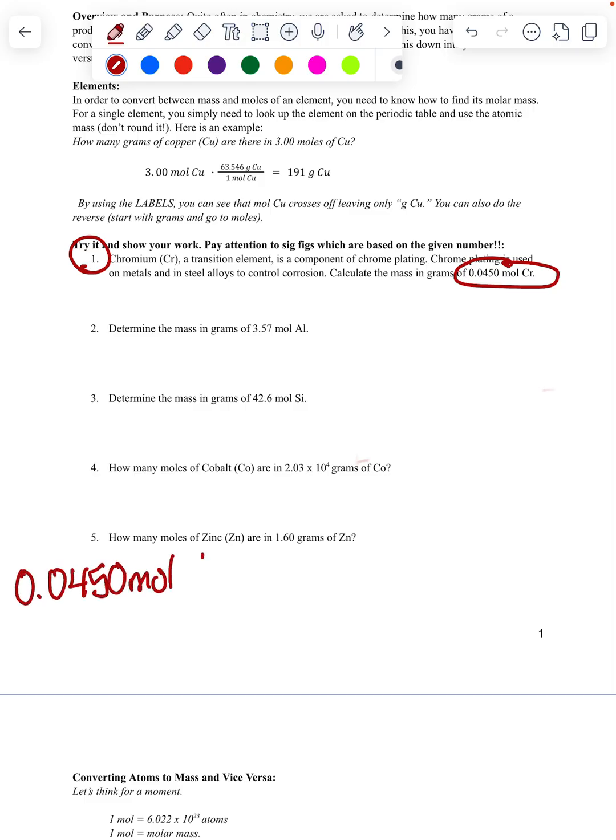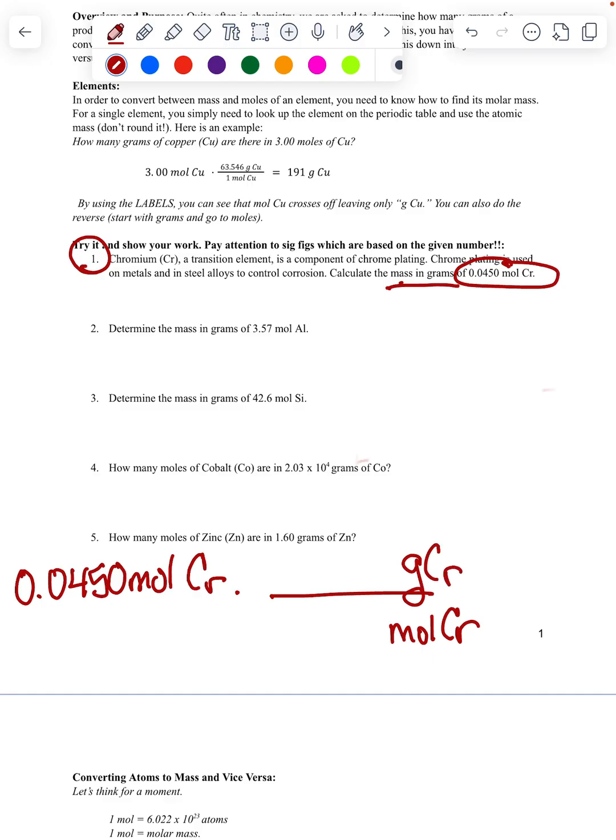And I am going to write Cr because that helps me know what element I'm dealing with, and that is important. And I haven't even read anything else. I just know I have moles, and I know it's a conversion, so I know moles has to go away. So we're going to put it on the bottom. Now go back and skim. What is it you're being asked to find? Mass in grams. So I know grams is going to go up here.